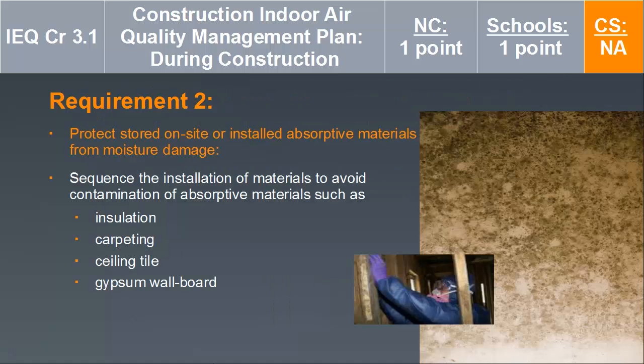So part of that SMACNA standard says you need to protect stored, on-site, or installed absorptive materials from moisture and damage. So in order to do this, you need to sequence the installation materials to avoid contamination of absorptive materials such as insulation, carpeting, ceiling tile, and gypsum wallboard. So this is really just ensuring best practices on site. And this takes some pre-planning, especially in climates that rain in many seasons.